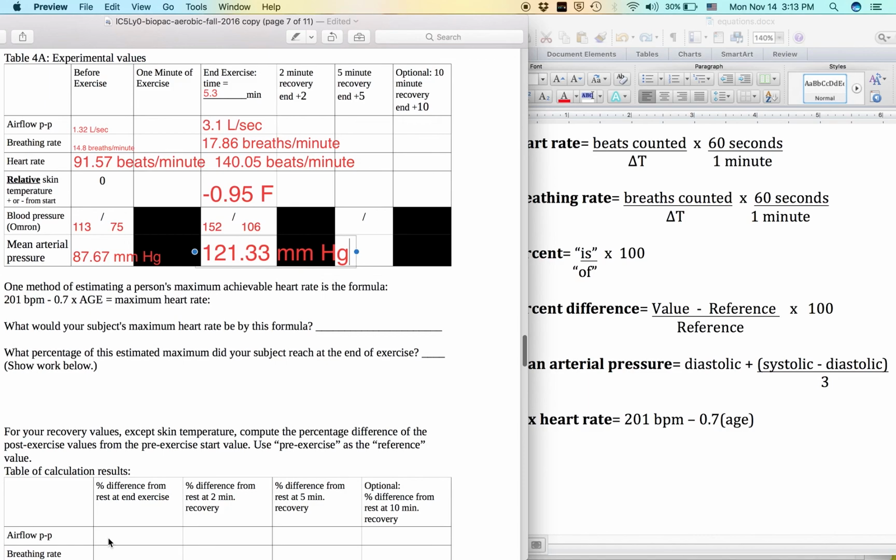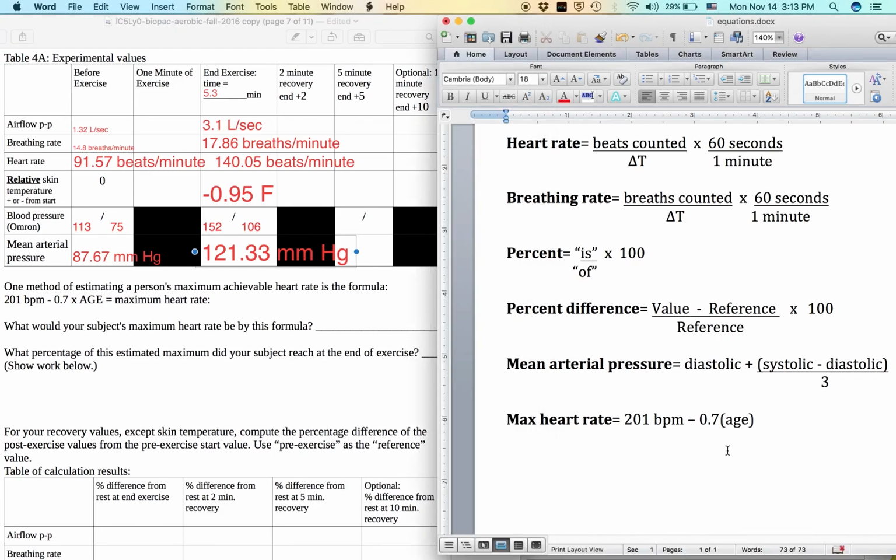So airflow peak to peak. So percent difference is value minus reference over the reference times 100 to make it a percent. So it should always lean this way. You always want a value minus a reference divided by a reference. So it's always going to tilt this way. So percent difference, and she's always going to give you a reference value. So pre-exercise is our reference. So pre is the ref, and our peak to peak there is 1.32.